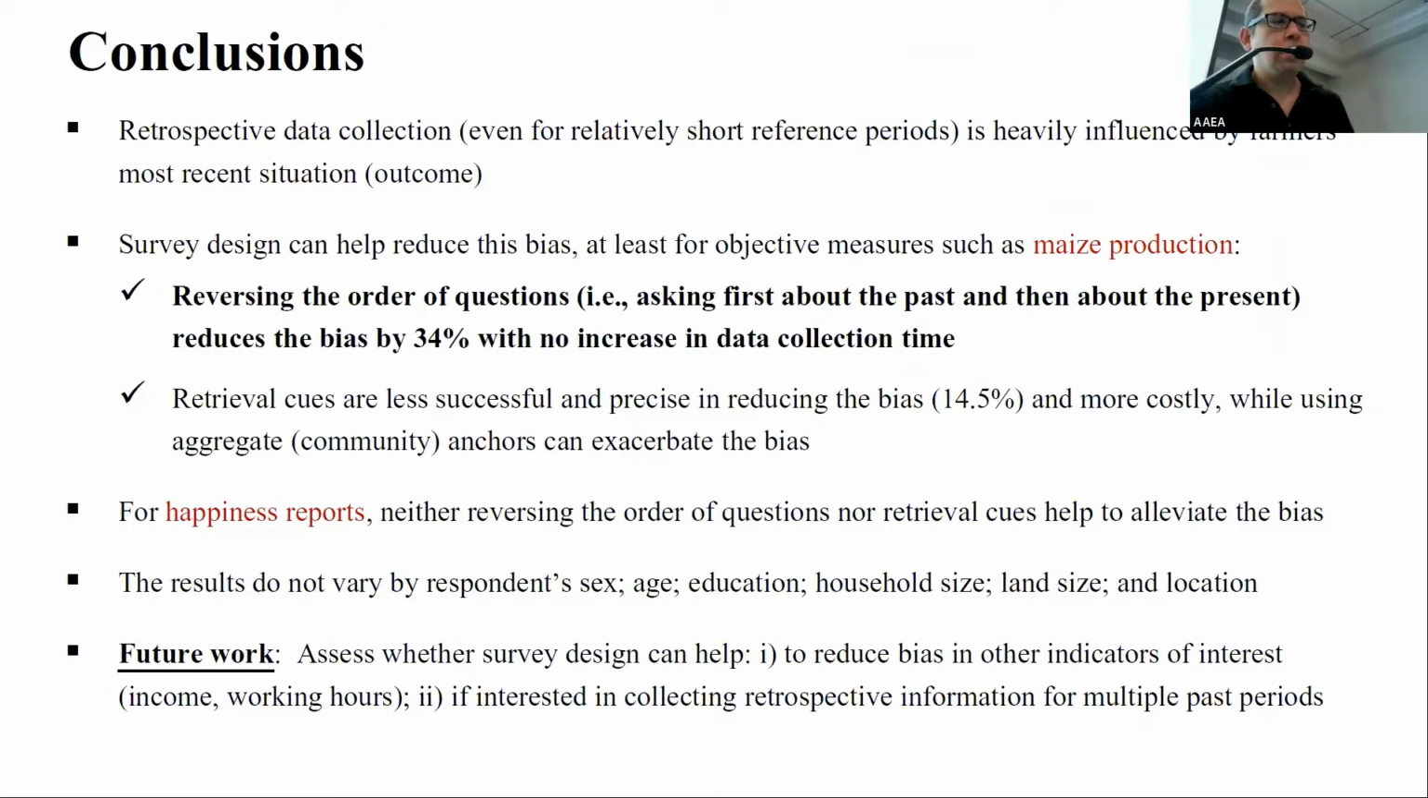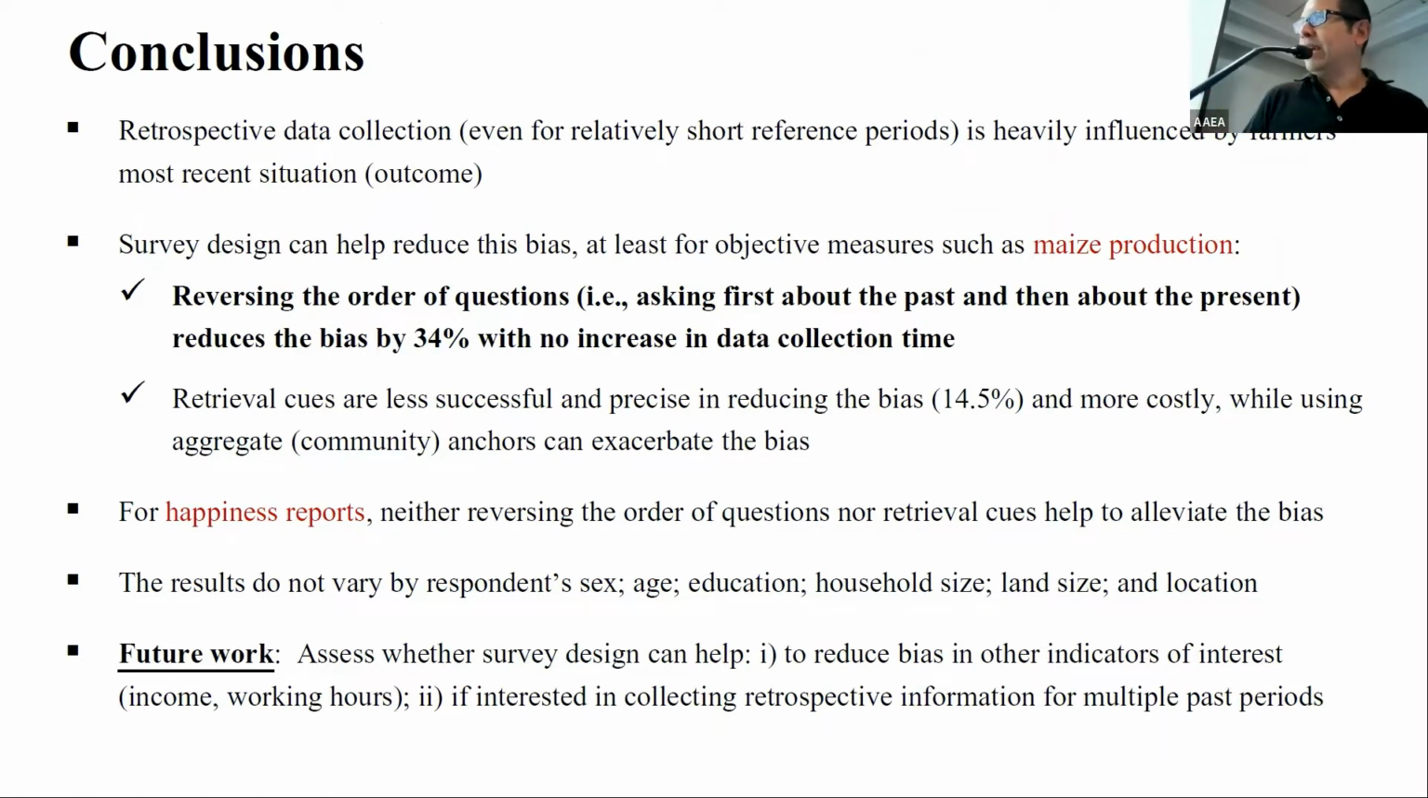So just to conclude, retrospective data collection, even for relatively short reference periods, in this case just 1 year, is heavily influenced by the most recent situation. We explore whether survey design can help to reduce this bias. We focus on maize production and also on happiness. And we just presented the results for maize for 2 reasons: for the sake of time, and also because for happiness we didn't find any statistically significant results.